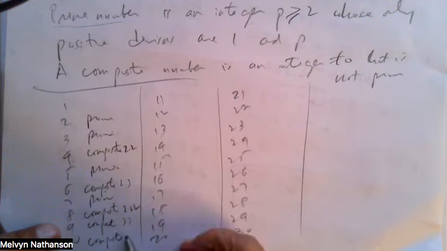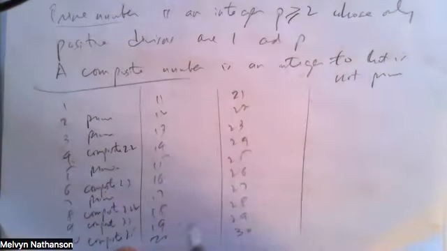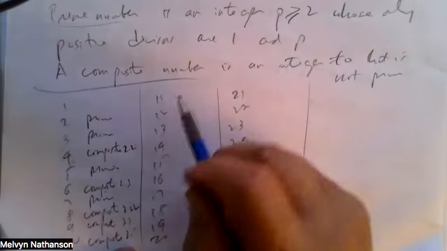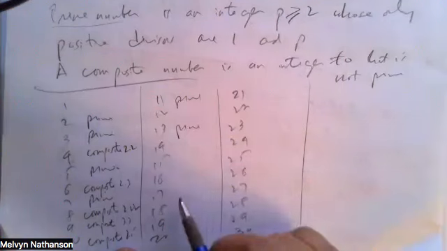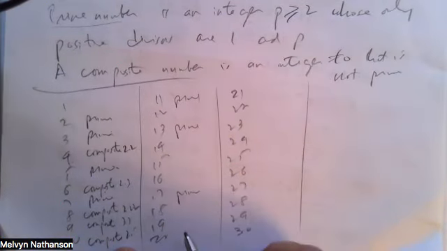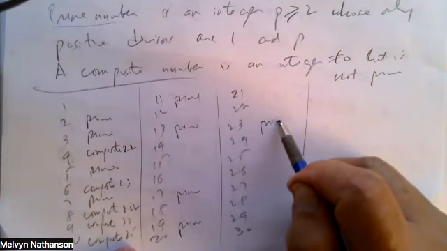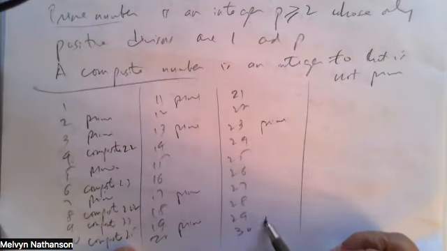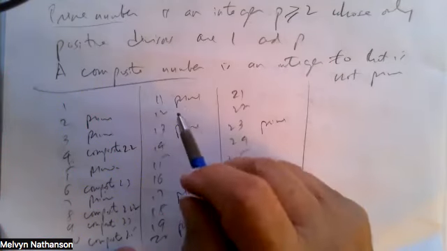10 is composite: 2 times 5. And you can fill in the rest of this table. 11 is a prime. 13 is prime. 17 is prime. 19 is prime. 23 is prime. 29 is prime. And every other number on this list is composite.